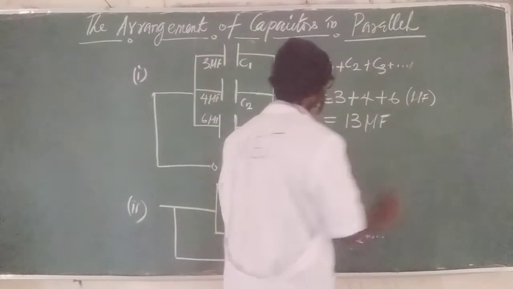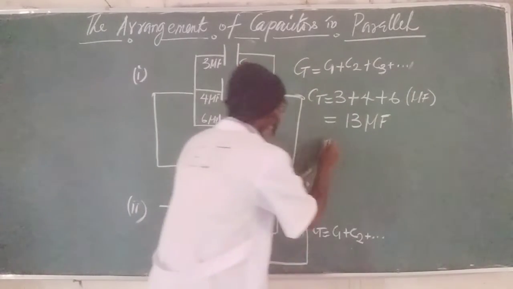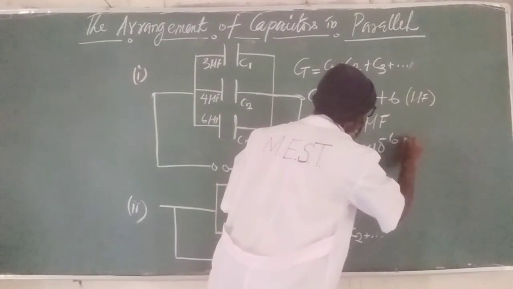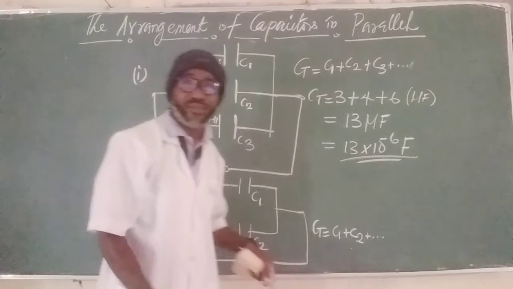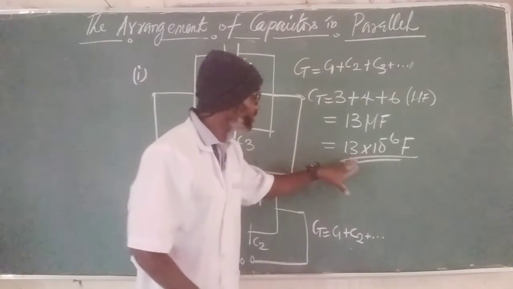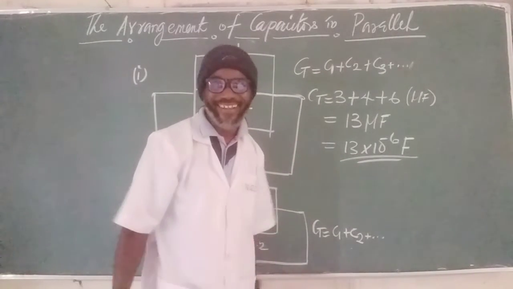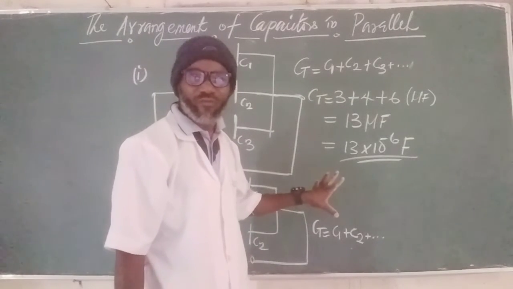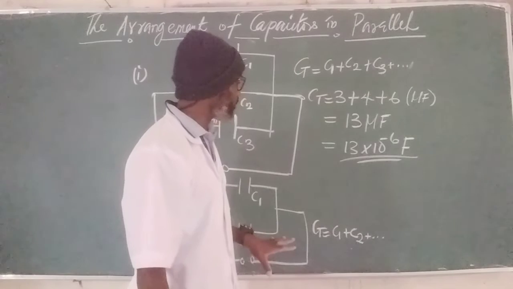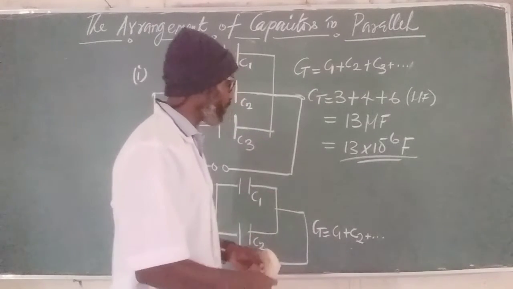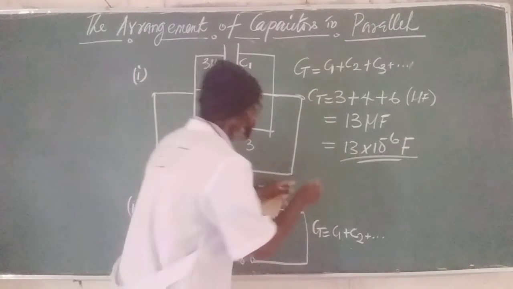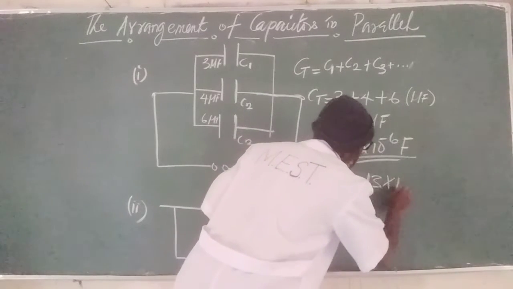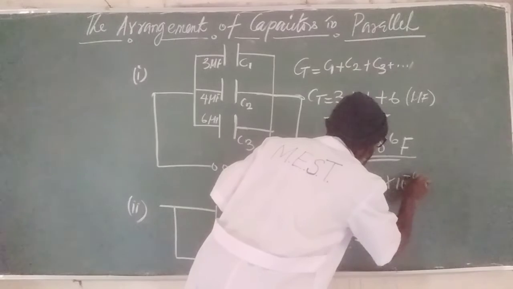Alright? We can as well extend this to be 13 times 10 raised to the power minus 6 farad, which is the original unit of capacitance. Look at it. This is interesting. And my students will learn this with confidence. They won't find it difficult. Do the same thing here. If we do the same thing here, it means we also have CT given as 13 times 10 raised to the power minus 6 farad.